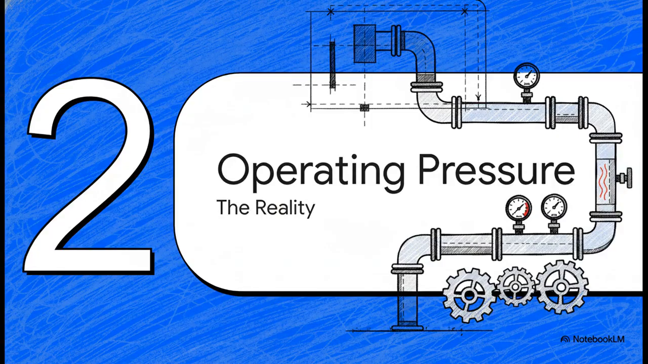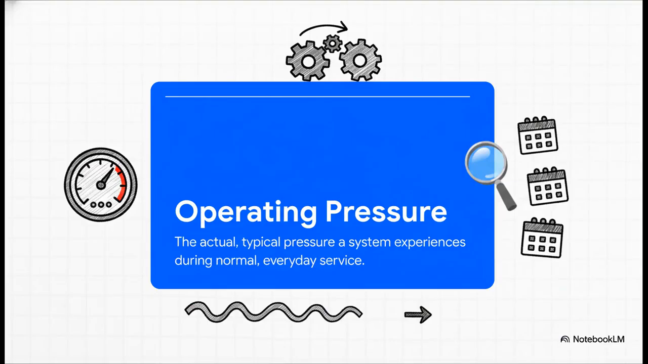So that's the blueprint. Our second pillar is where that blueprint smacks right into reality. We're talking about operating pressure. This one's pretty much exactly what it sounds like. It's the pressure a system runs at every single day under totally normal conditions. It's not the what-if scenario. This is your Tuesday afternoon, business as usual pressure.